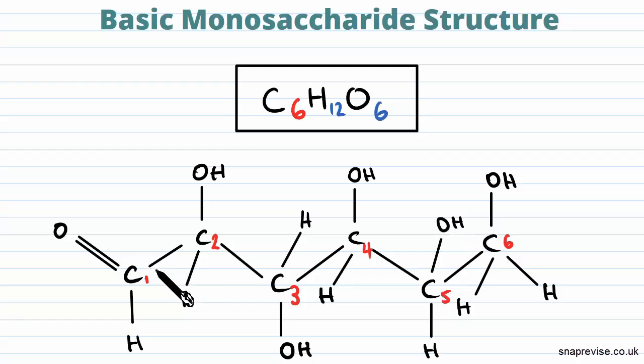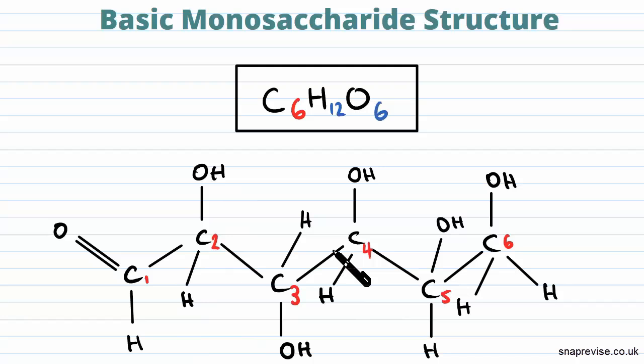The second thing to notice is that in linear form, monosaccharides will always have one of their carbons double bonded to an oxygen. This carbon to oxygen double bond is known as a carbonyl group, and it's just quite important. Carbons in the rest of the chain will all be attached to one OH group, and their remaining bonds will be taken up by hydrogen atoms.